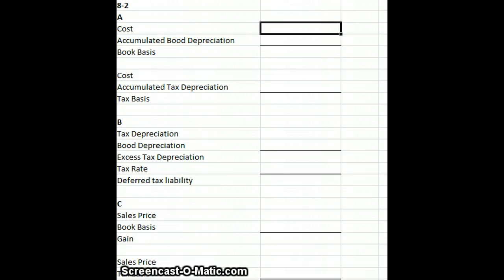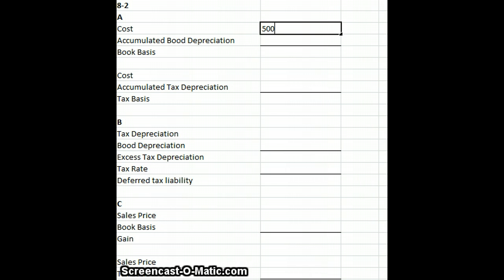Okay, we are doing application problem 8-2 on page 225. Several years ago, PTR purchased business equipment for $50,000. PTR's accumulated book depreciation is $37,200, and accumulated tax depreciation using MACRS is $41,000. So part A, compute our book and tax basis on the equipment.